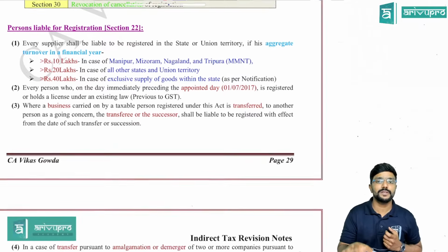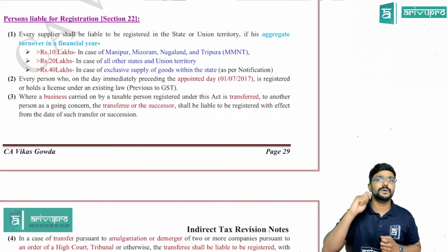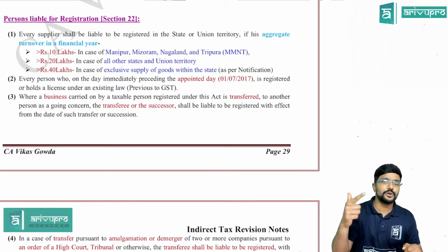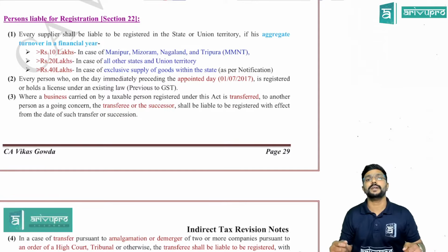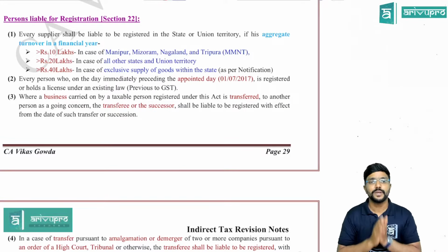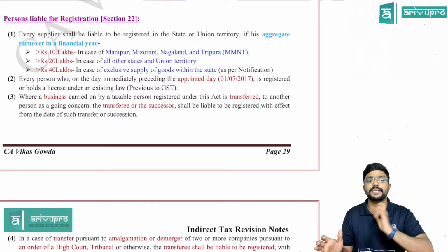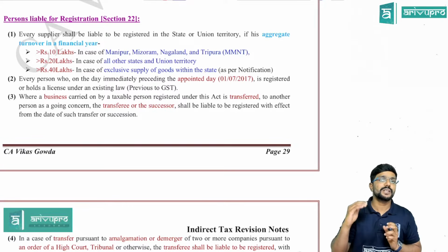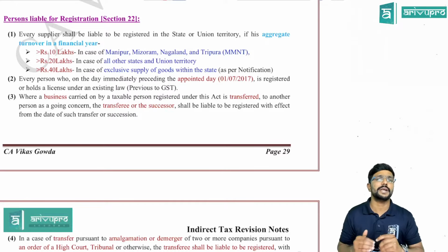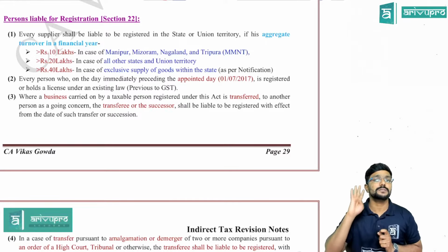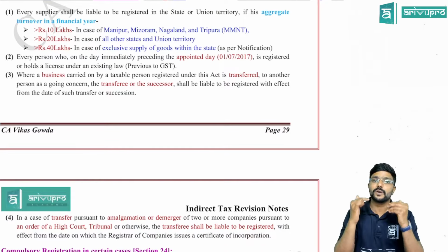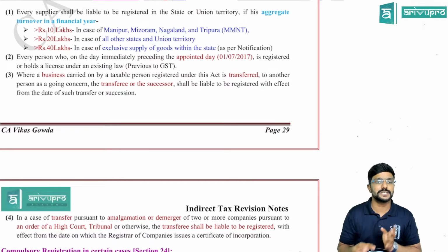The first subsection 1 is very important. If the aggregate turnover of a person is more than 10 lakh, if he is from Manipur, Mizoram, Nagaland, Tripura, in short MMNT, then they have to get registered. If you are from any other states and union territory, then for you the turnover limit applicable is 20 lakh. But if you are the exclusive supplier of goods within the state, then for you the limit applicable is 40 lakh. Only when your aggregate turnover on all India basis crosses this limit, then you have to get registered.